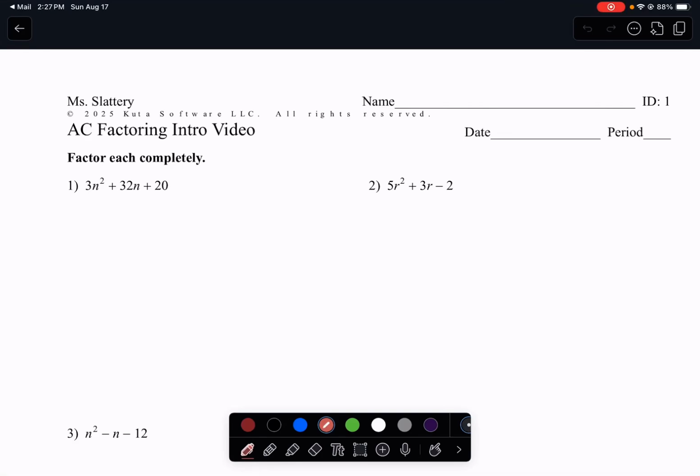Hello everyone. So in this video, I am going to go over how we factor trinomials. Trinomials are polynomials with three terms. And I am teaching the AC method of factoring.